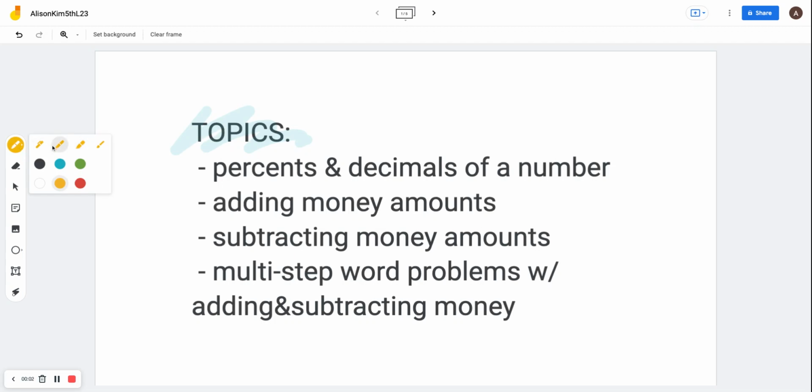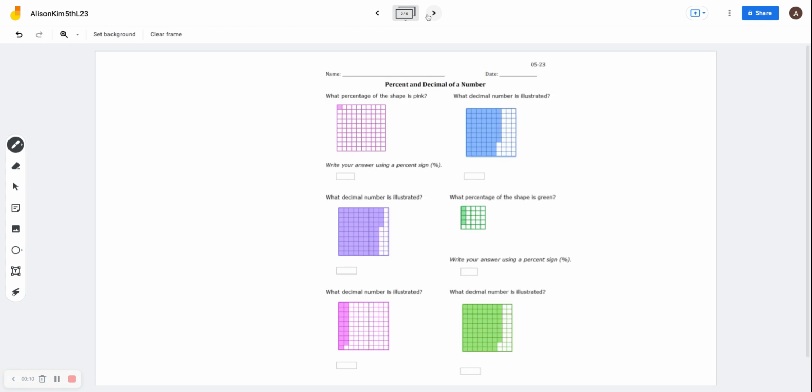Hi, fifth graders. Today's topics, we're gonna be dealing with a lot of decimals and money. So we're gonna start off with the first worksheet.